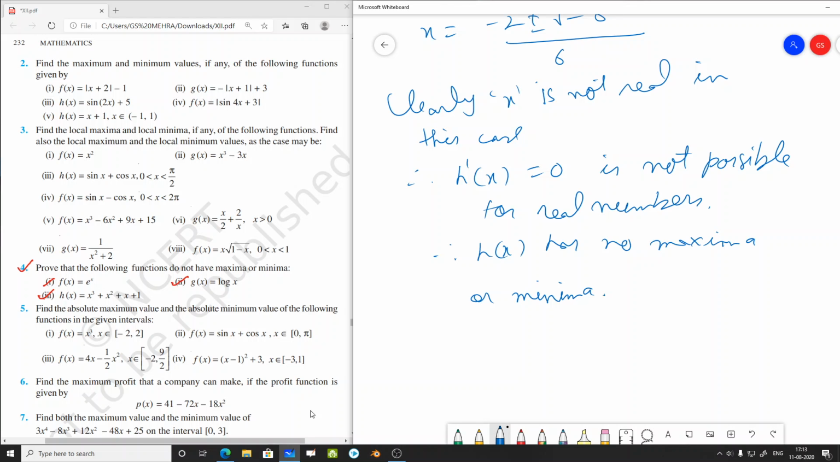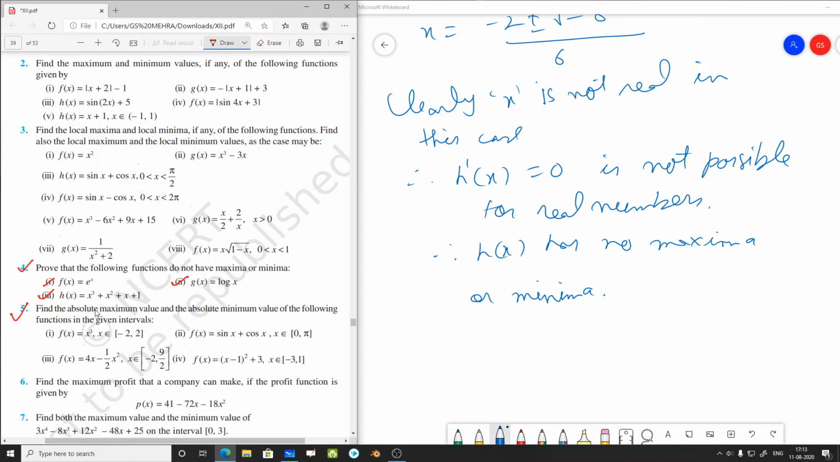Now this question number 5. In question number 5, what we have to do is, find the absolute maximum value and the absolute minimum values of the following functions in the given intervals. So in the closed interval minus 2 to 2, we'll find, in the open interval minus 2 to 2, all the points of local maxima or local minima, and then we'll find the values at the end points also.